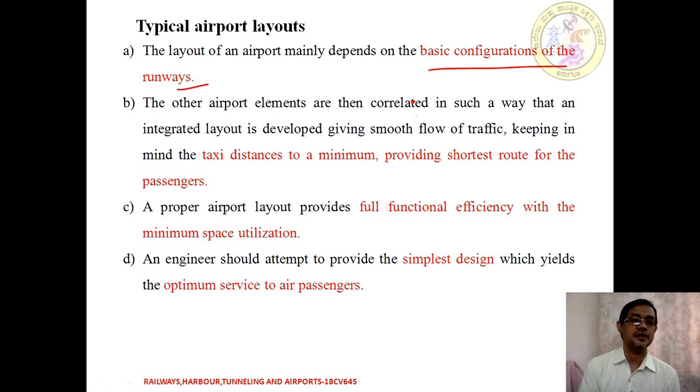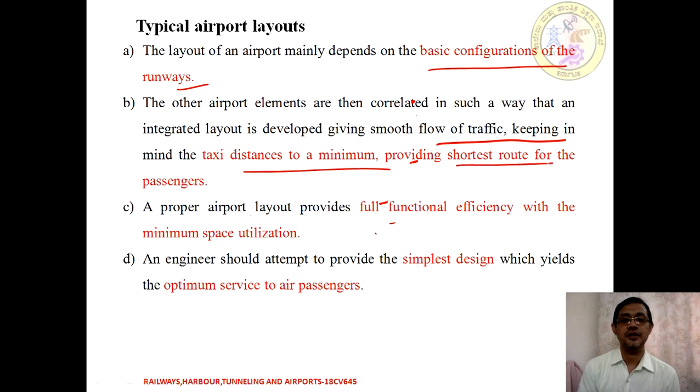So as we said, when the other airport elements are selected, or if you want to correlate them, there should always be a smooth flow of traffic, keeping in mind minimum taxiway distancing and always providing the shortest route for the passenger. This I talked about in the previous sessions also: what could be the length of travel, baggage distances and the passenger time taken to reach that point.